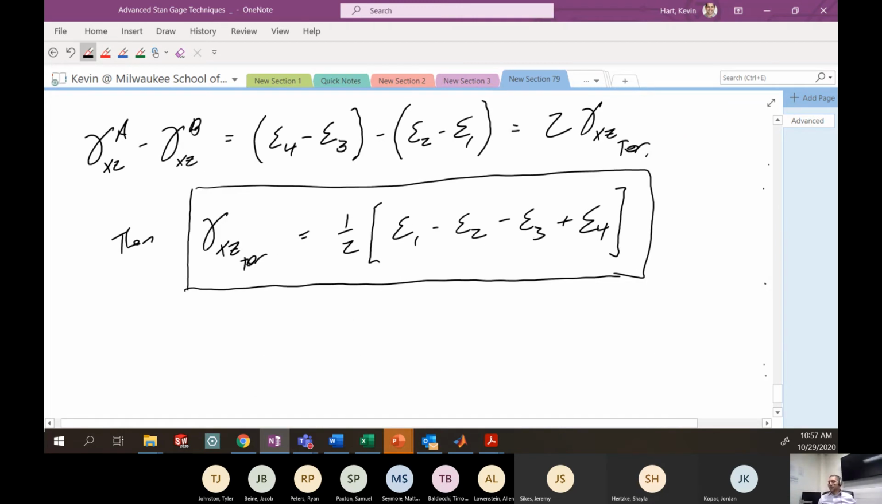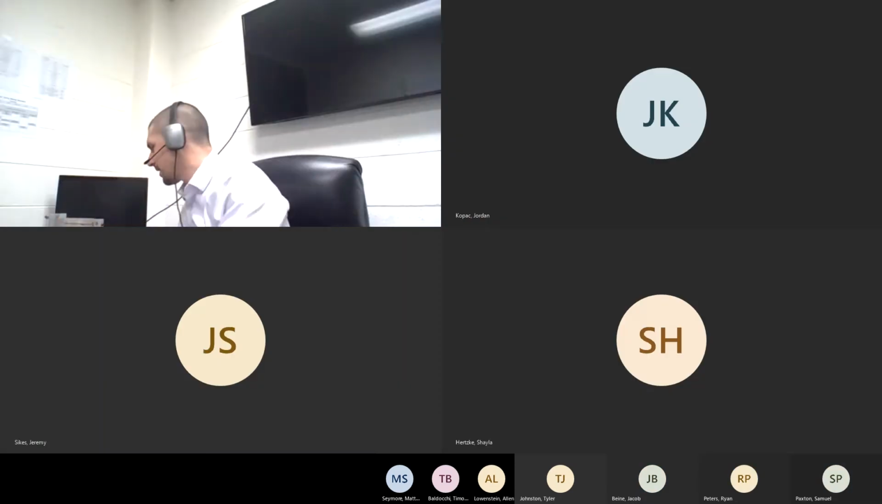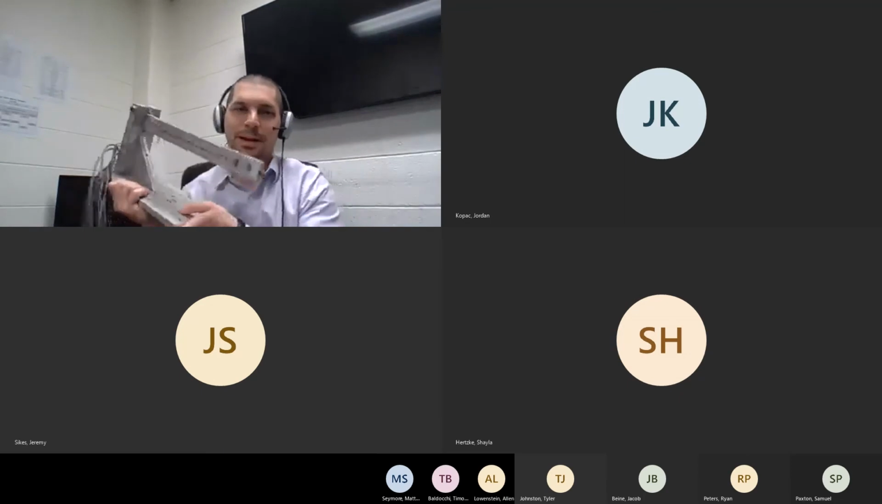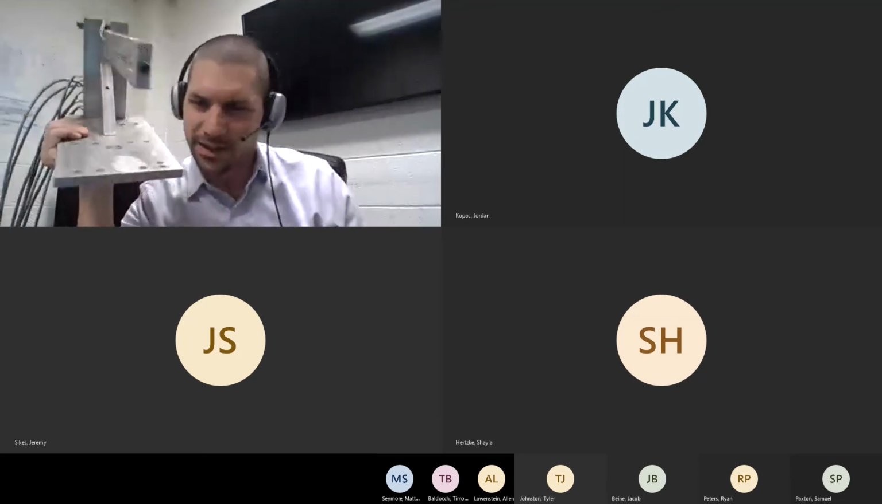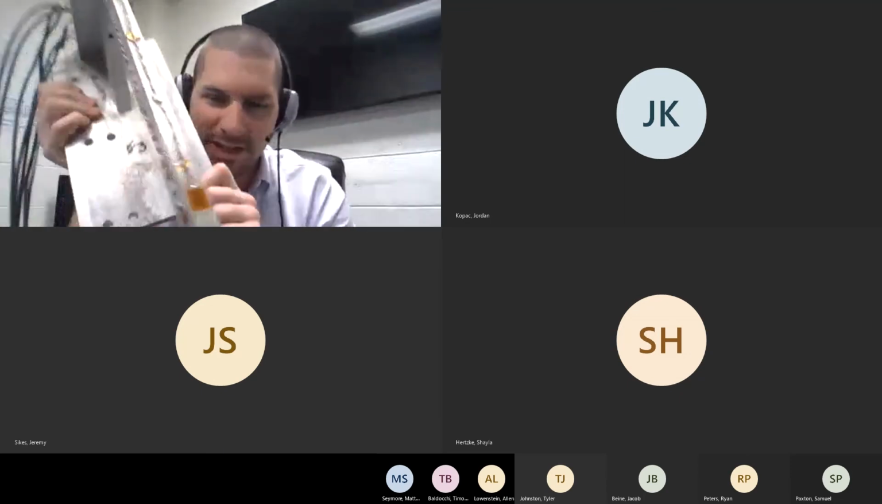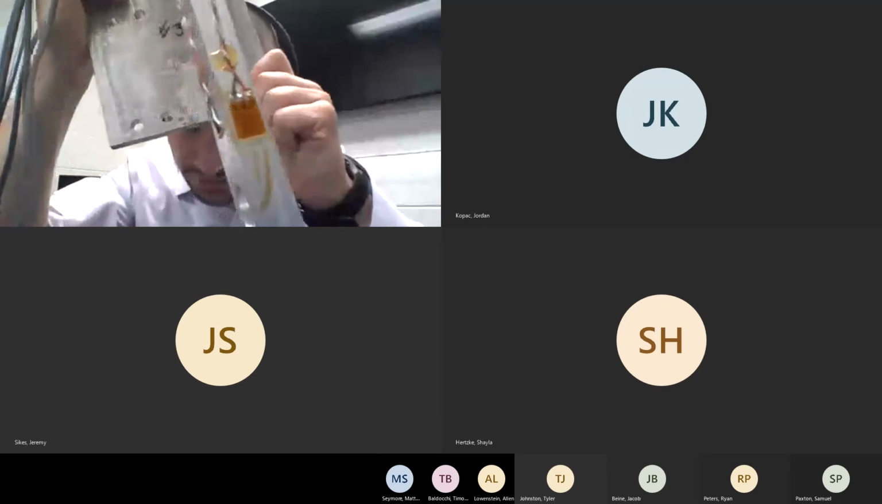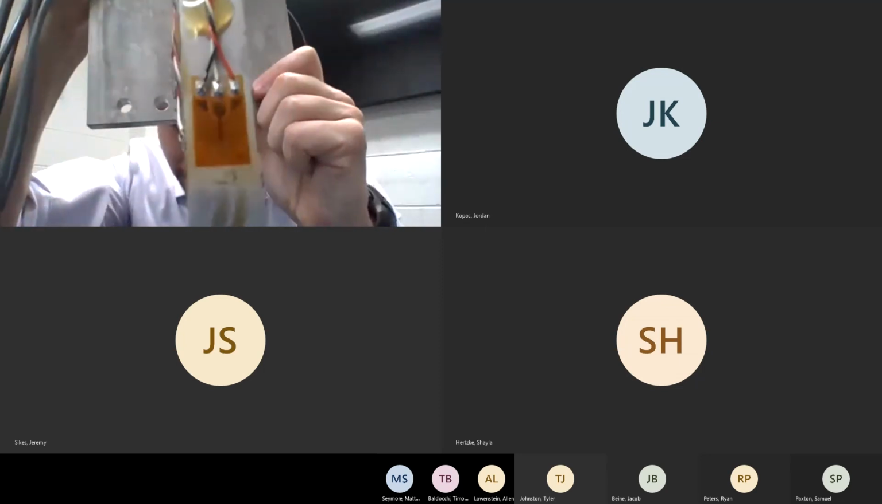All right. So the shear strain that's coming from torsion requires two of these shear tees on opposite sides of the bar. So I'll show off the apparatus again. And remember on this apparatus that we have a shear tee on the top side of the bar. So here's the shear tee on the top side of your bar.